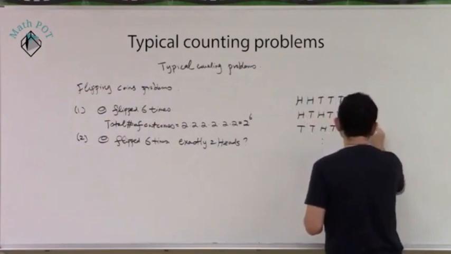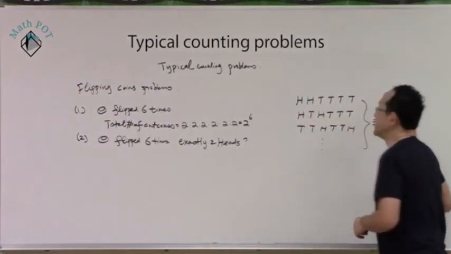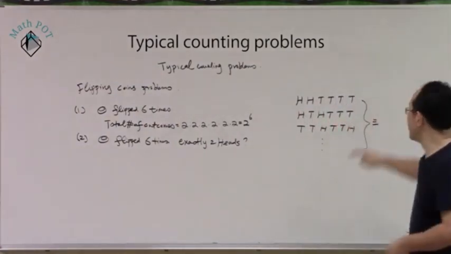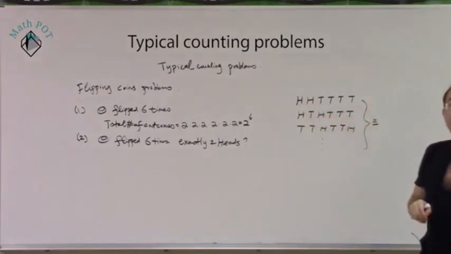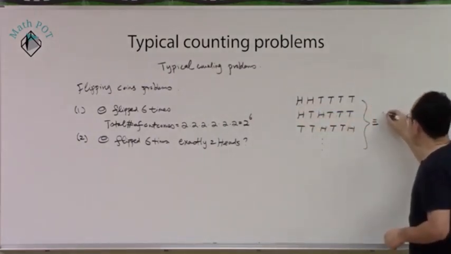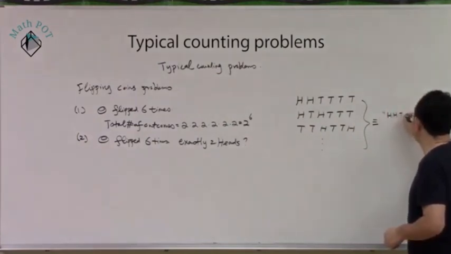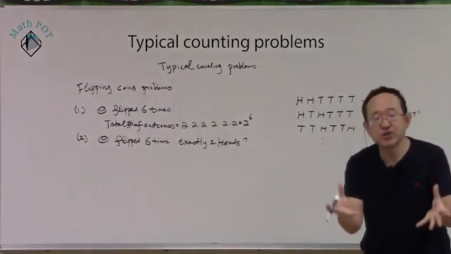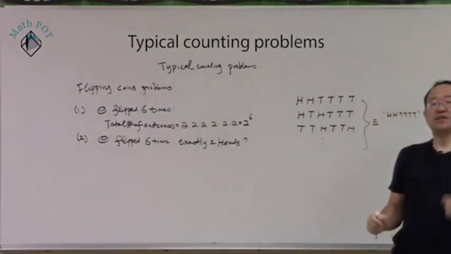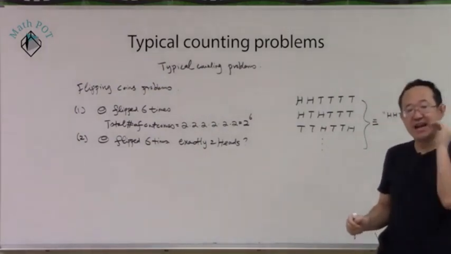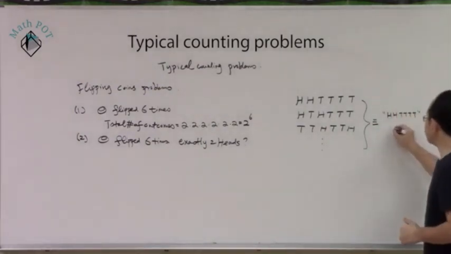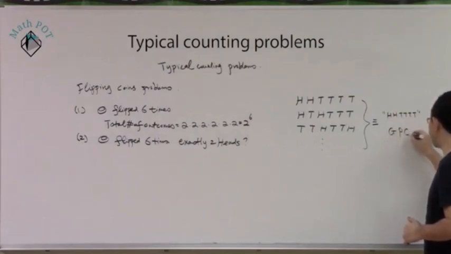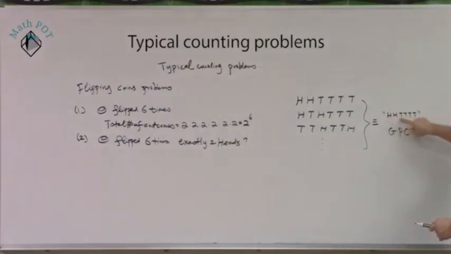This problem is equivalent to: if I try to rearrange those six letters, two H's and four T's, how many different words can we create? Now it's very clear. This is nothing but a generalized permutation and combination problem, because we have identical objects.